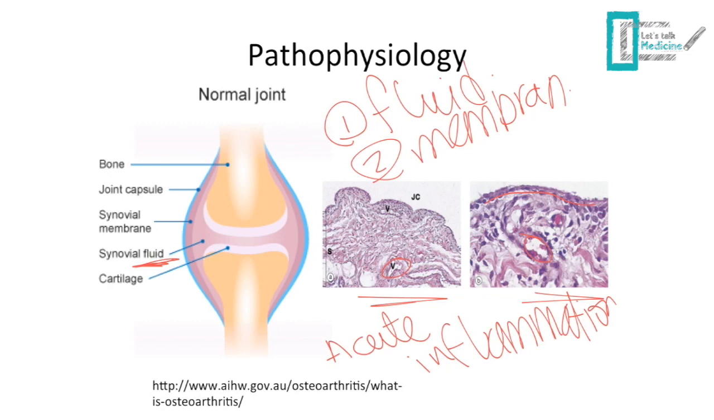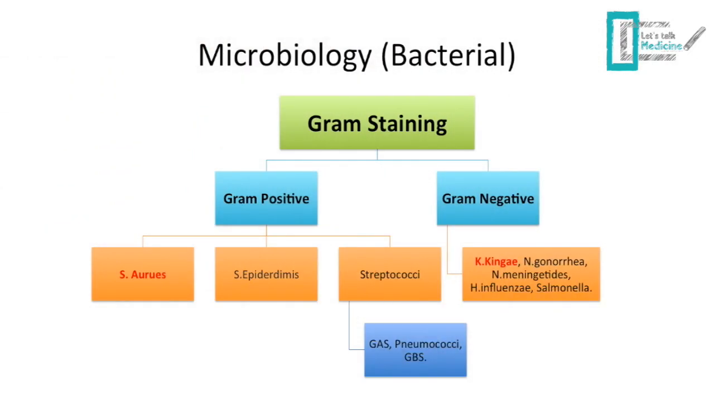And because of the edema, the joint pressure will increase, so the pressure will increase in here, leading to other complications. For example, you might have subluxation, you might have other complications that we will come upon in the upcoming slides. Now coming to my favorite part, which is the microbiology.